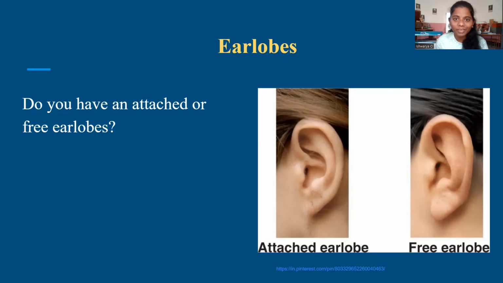Which one is dominant here? I think you already got the answer. It is the free earlobe which is dominant. That's why it has been expressed in a larger number than the attached earlobe. Thus, the attached earlobe is a recessive trait and the free earlobe is a dominant trait. Dominant traits mask the recessive trait from being expressed. So that is about the law of dominance.